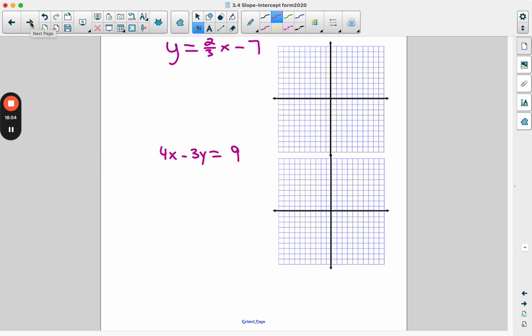So there are these two equations here for you guys to try, one that's given to you in slope intercept form and one that you have to put in slope intercept form. So pause now to do these two questions and then we'll pick back up.